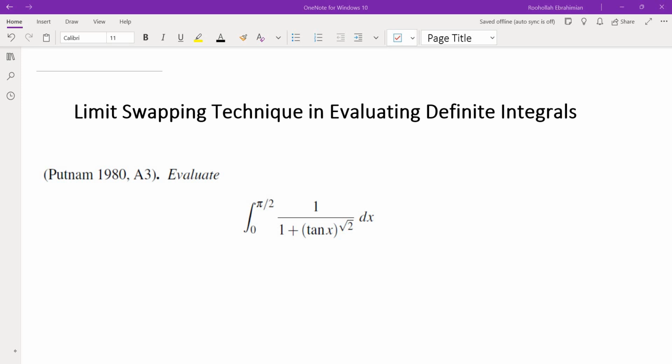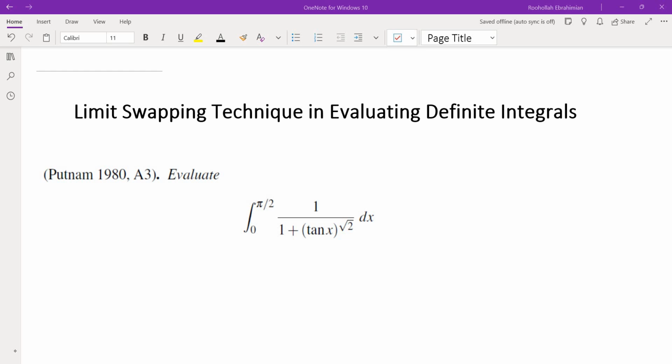Hello, today we're going to go over a technique called the limit swapping technique in evaluating definite integrals. Typically, the way you evaluate a definite integral is you find an antiderivative for the integrand and then you plug in the endpoints and you subtract. But in many instances in math competitions, it is impossible to find an antiderivative. However, it is possible to find the definite integral. Here's an example. This is a very famous one.